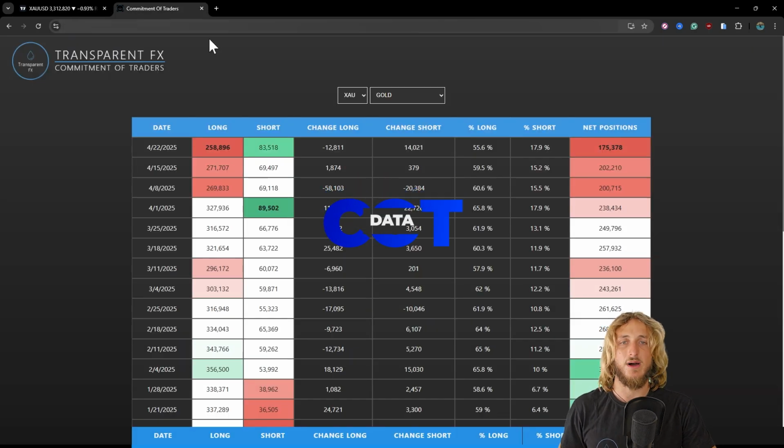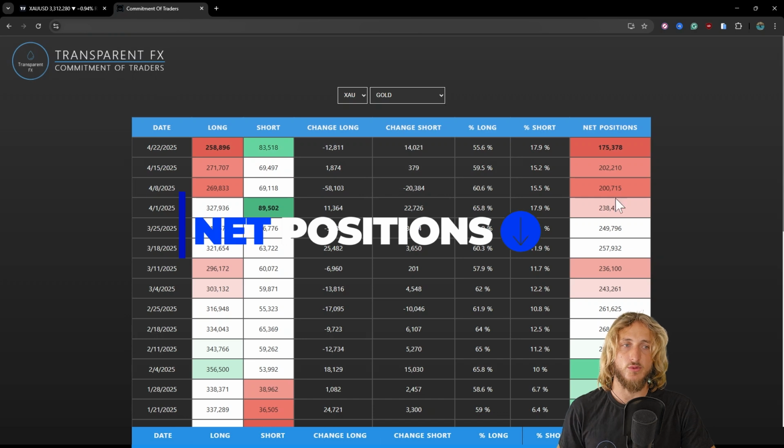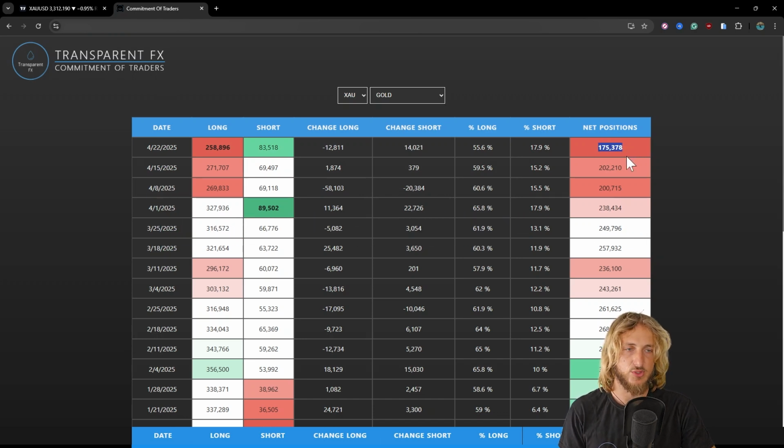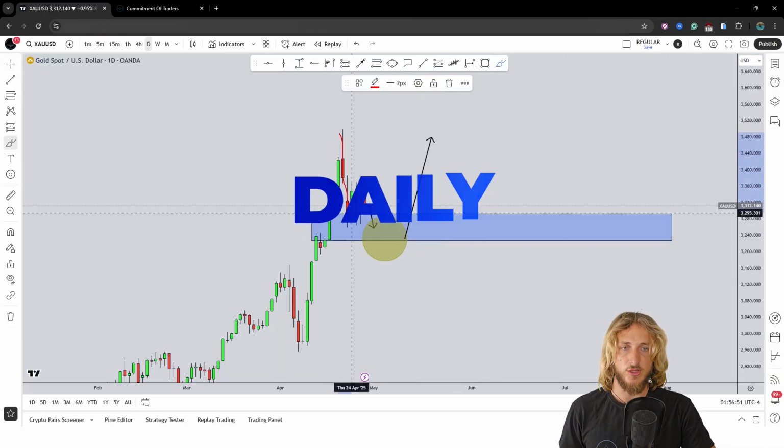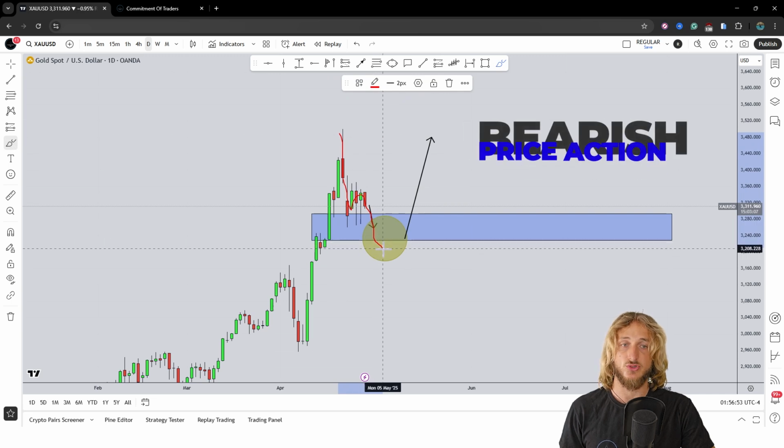Speaking about institutional buying, if we go and see what we have when it comes to the commitment of traders, so what the big players in the market are doing, and we look at the data for gold, we can see how with the last reports, net positions have been decreased. We went from 249k to 175k net positions, showing how institutions in the short term are moving back to the bearish side for gold. They added 14,000 shorts and closed 12,000 longs. This shows how there is definitely the possibility of seeing more bearish price action in the short term.